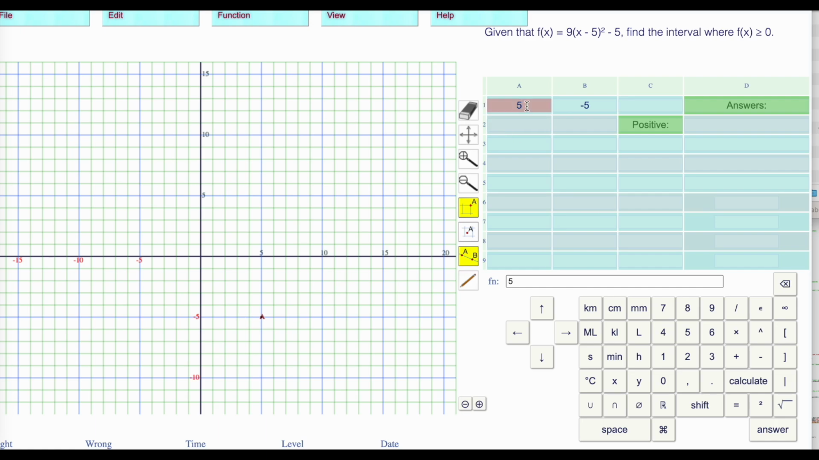When x is equal to 4, 4 is right here. When x is 6, we're probably going to get 4 as well. When x is 7, what do we get? 31. Well, that's way up there. When x is 6, we get 4. We want to know when is it positive. And that's going to keep opening up. It's positive from negative infinity up until the 0. Now we have to find the 0.